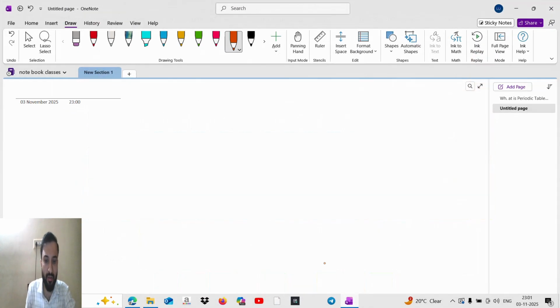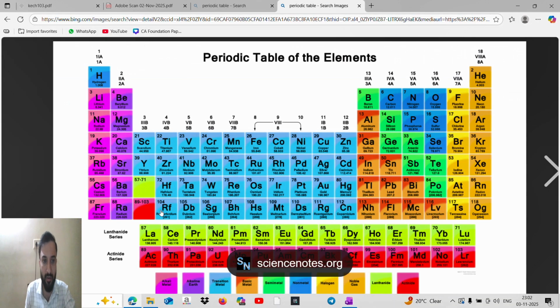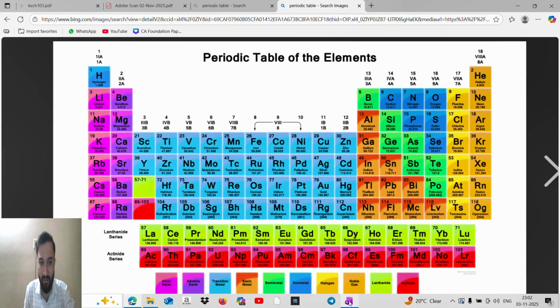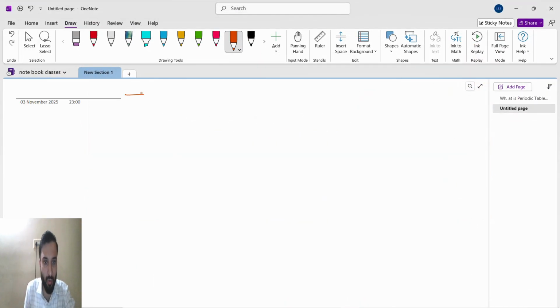Now the next thing, guys. This is the horizontal and this is the vertical, right? Here the table is divided into two. First we will write horizontal.